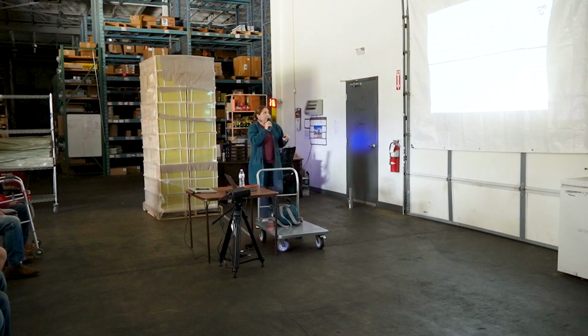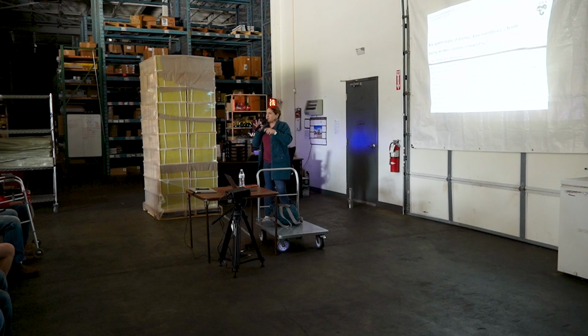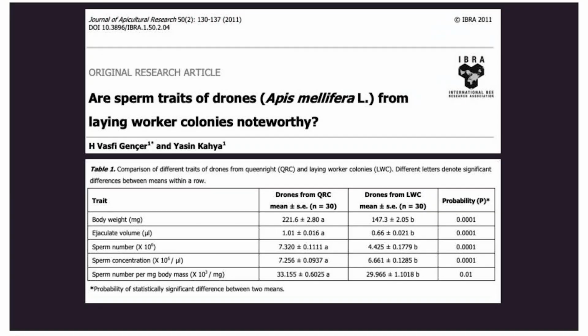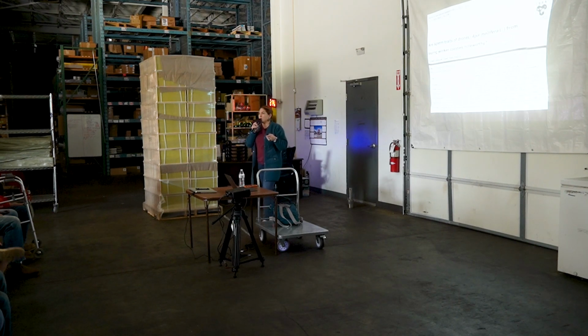They looked at the traits of drones from laying worker colonies compared to queen-right colonies. So they dequeened some colonies and they looked at the drones produced by the workers in those colonies compared to the drones that are produced by queens. Every little metric they looked at, body weight, ejaculate volume, number of sperm, concentration of sperm, and the sperm number per milligram of body mass, so correcting for the size of the drone, all of them were significantly lower by a whole lot in the laying worker colonies.